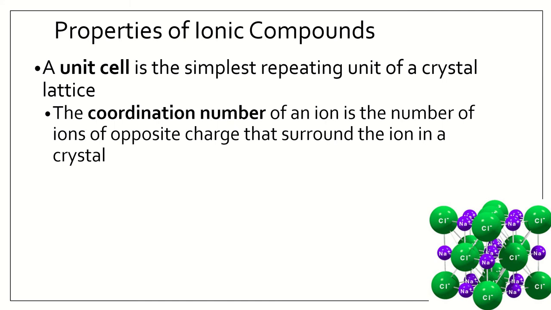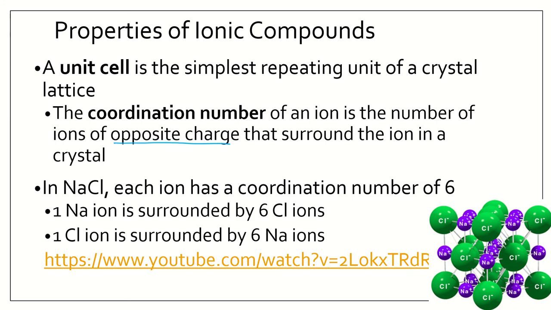So a unit cell is the simplest repeating unit of a crystal lattice, and a coordination number of an ion is the number of ions of opposite charge that surround the ion in a crystal. So in NaCl, if you look here at the NaCl diagram, let's look at the sodium here in the middle. So this is one unit cell.